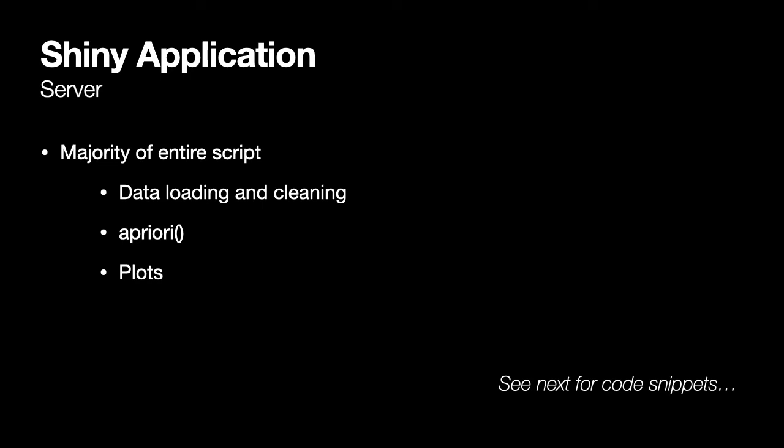Next is the server function, which is the majority of the script. It will load, clean, and analyze and plot the data, and it will include the a priori call. And since it's part of the server function, it needs to be within the reactive bracket that we saw earlier so that the Shiny app knows to update it when the user changes any of the settings.